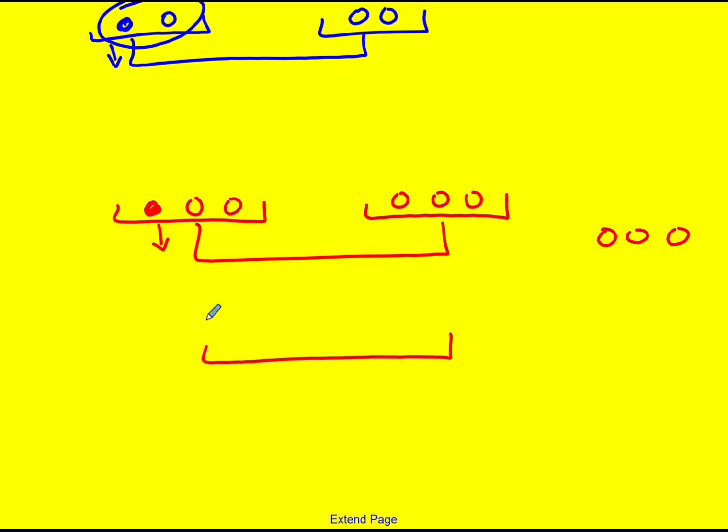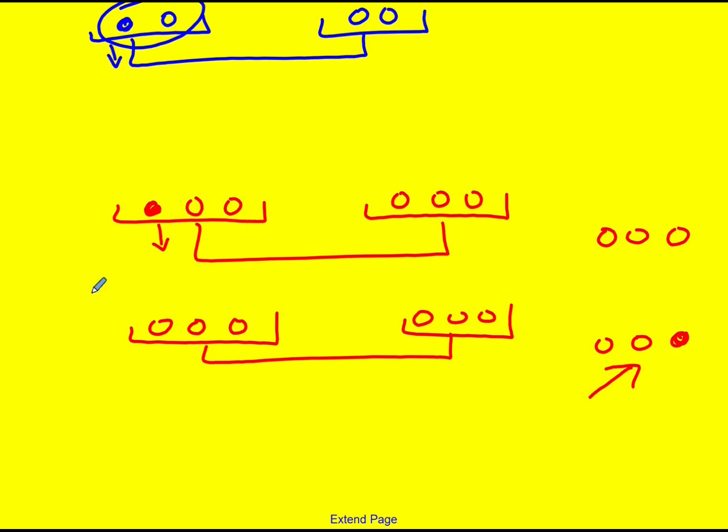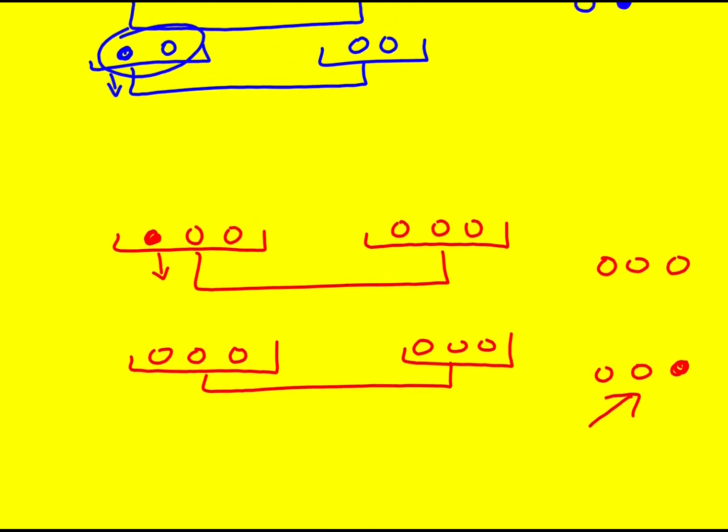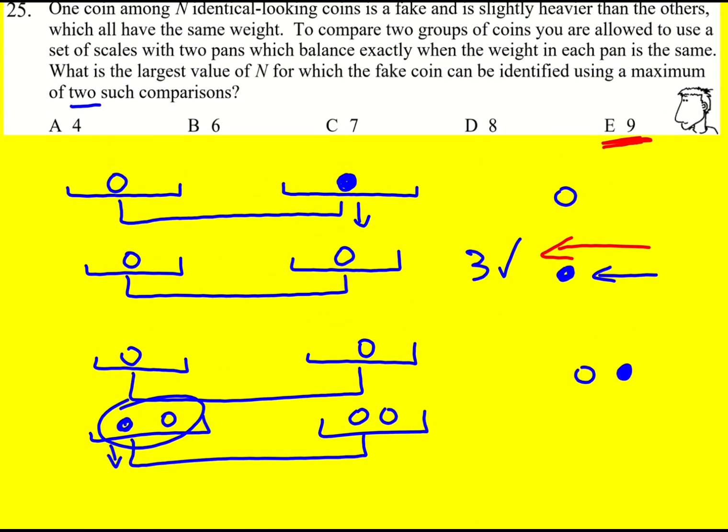Now, what if the fake coin doesn't end up on the scales? Then it's going to be outside, and now the scales would balance, which would tell us that the fake coin has to be in this pile. So what I'm trying to get at is it's definitely going to be the case that 9 is possible.